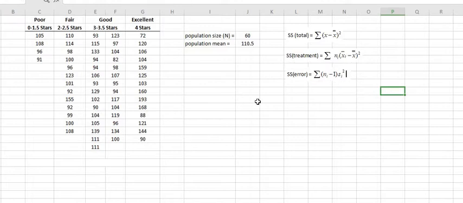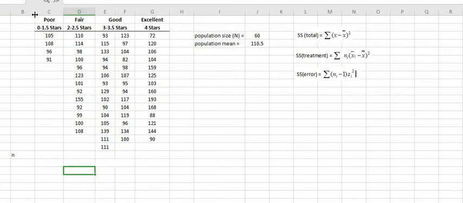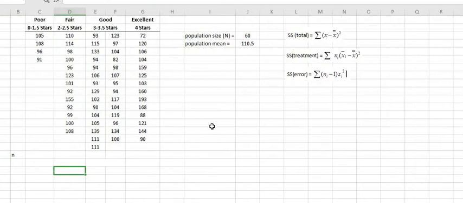Okay. So this will be our guide. So SS treatment, we will solve first SS treatment. So we need to find the value of our N. We have already our population mean. So for SS treatment, we need to find our N for each group. So N, that is the sample size. We have here N. Okay. So that is our N. I will change this one. I will move this one here.